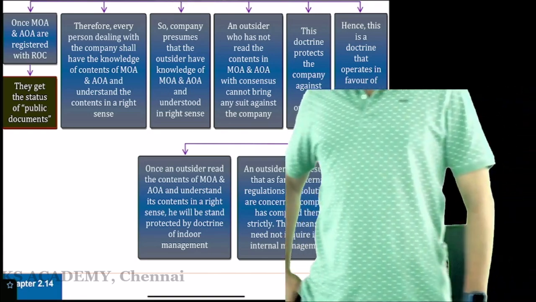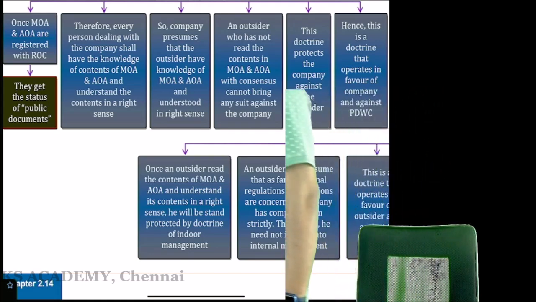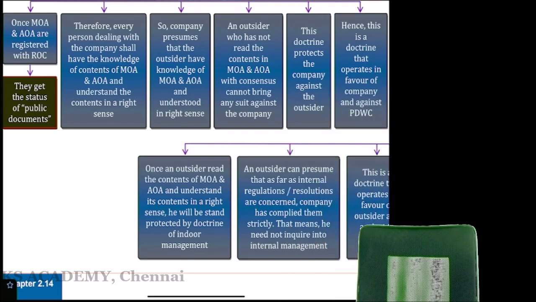Whenever MOA and AOA are registered. What do you mean by registration of MOA, AOA? Whenever we incorporate a company, 2 documents will be there. What is document number 1? MOA. What is document number 2? AOA. We will file it with whom? The ROC. What does the R mean? Registration. MOA, AOA will be registered with the ROC.